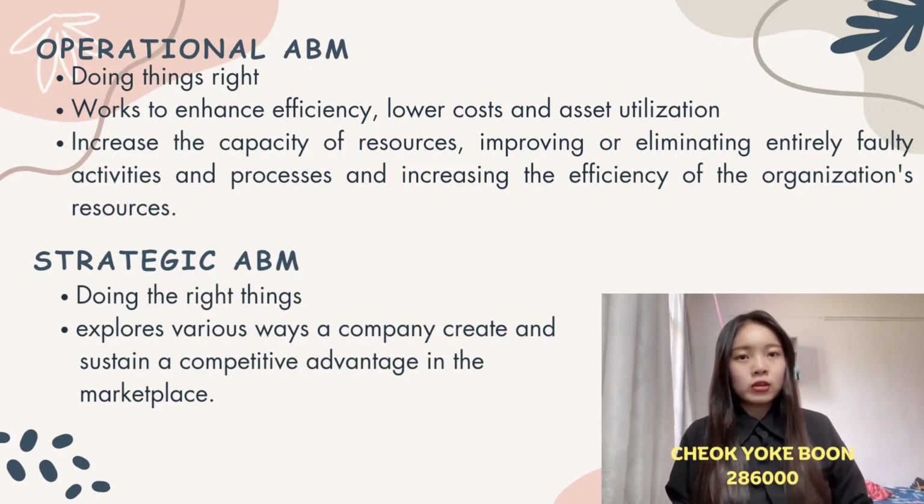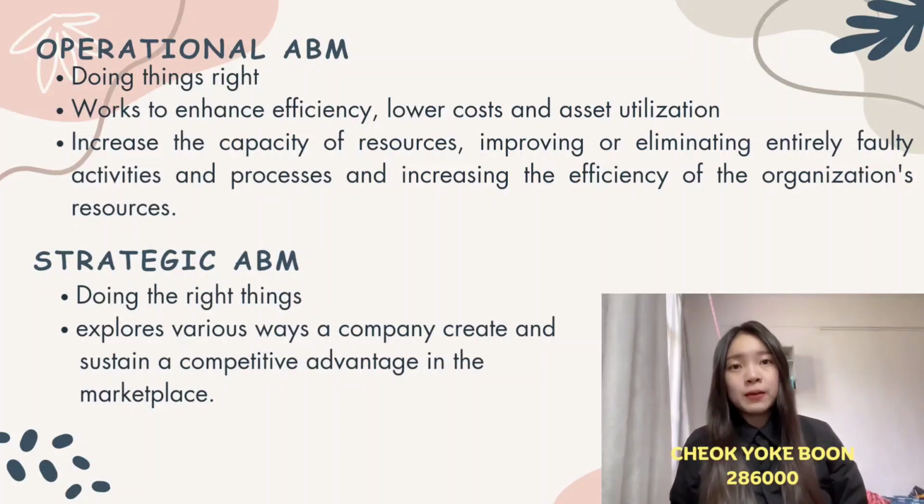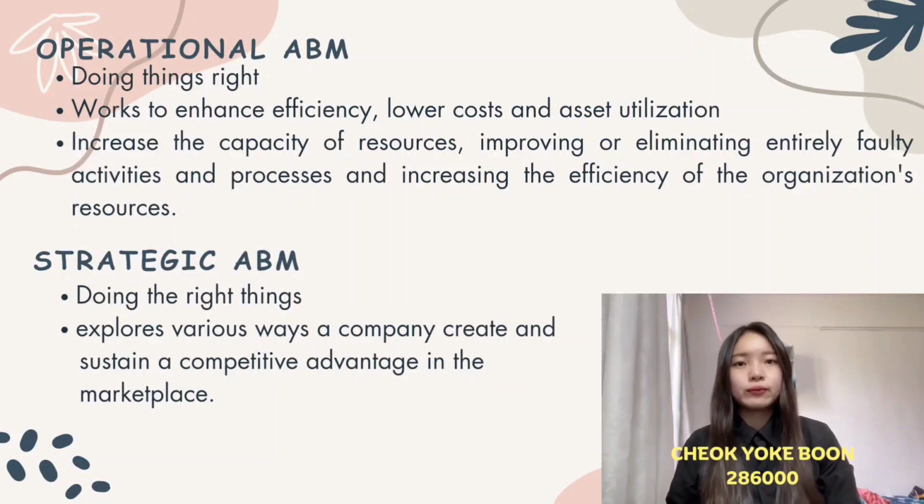Next, strategic ABM is about choosing the activities we should perform, which is doing the right thing. The activities included in strategic ABM are product design, market segmentation, distribution channels, and so on. Strategic ABM explores various ways a company can create and sustain a competitive advantage in the marketplace.